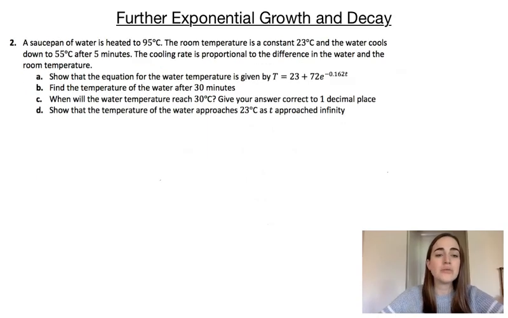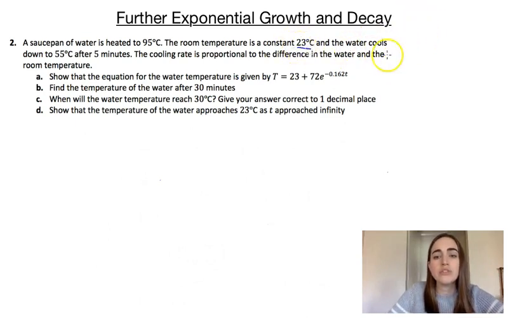In our second equation, we're told that a saucepan of water is heated to 95 degrees, the room temperature is a constant 23 degrees, and the water cools down to 55 degrees after 5 minutes. The cooling rate is proportional to the difference in the water temperature and the room temperature. So before we even start looking at what the question's actually asking us, let's just pull out all the important pieces of information from there.